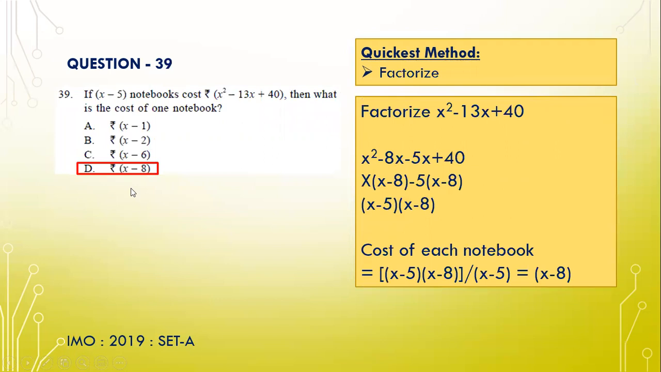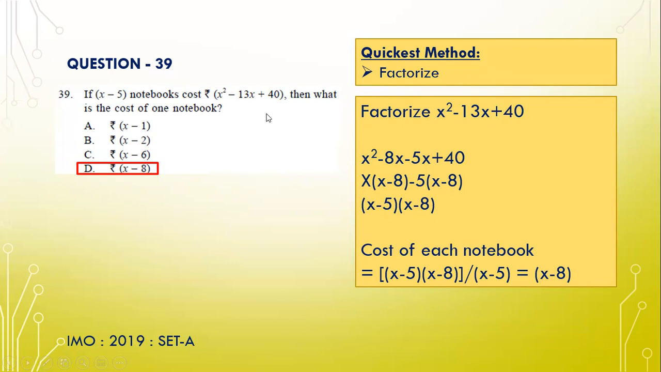If x minus 5 notebooks cost x square minus 13x plus 40, then what is the cost of one notebook, isn't it? Again, you have to factorize. So such that the sum of the factors of 40 is 13. And it is simple, 8 into 5 is 40 and 8 plus 5 is 13. So it will be x square minus 8x minus 5x plus 40, because minus 8 minus 5 is minus 13. You take x out, so x into x minus 8, minus, you take 5 out, 5 into x minus 8. So the factors are x minus 5 into x minus 8.